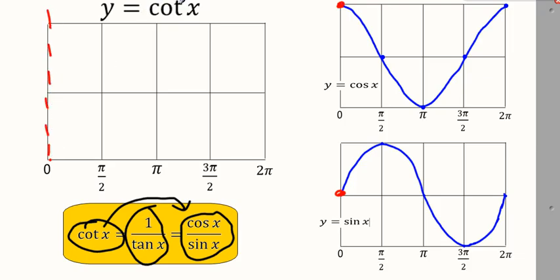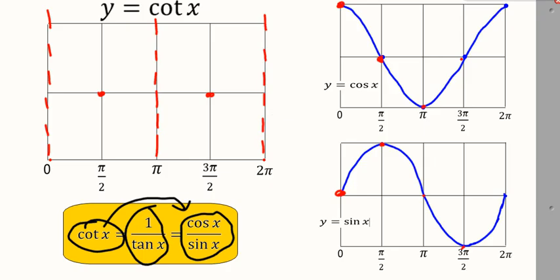So cotangent 0 is undefined. And then we'll move over to pi over 2. So here I have 0 divided by 1, that's a 0 point. And then I have 1 divided by 0, so that's an asymptote. And then I have 0 divided by negative 1, 0. And then 1 divided by 0, that's an asymptote. So sort of like what we just saw with tan, we now have asymptotes and dots.